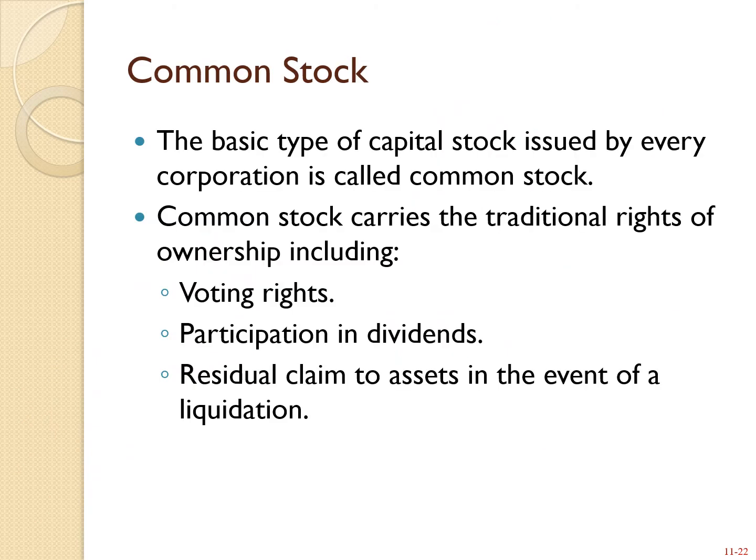Now, again, I covered these. Common stock is the basic type of capital stock issued by every corporation. They have voting rights, unlike preferred stock, which cannot vote. They participate in dividends, and they have a claim to assets in the event of liquidation. However, they receive their claims at the very end.